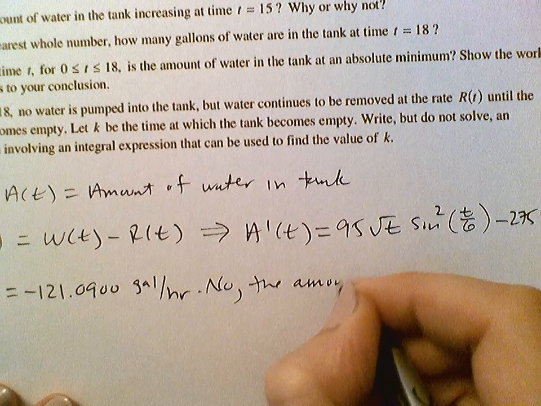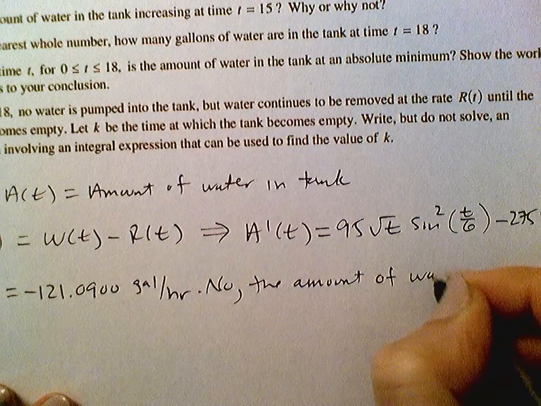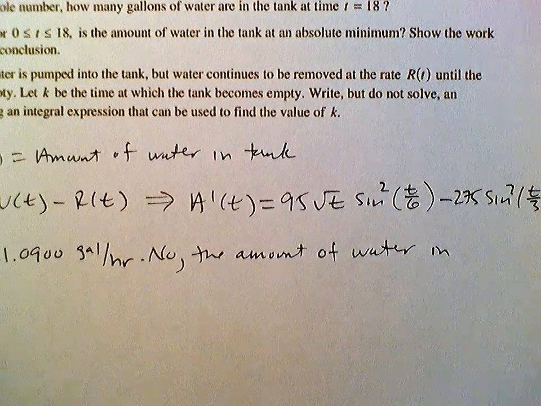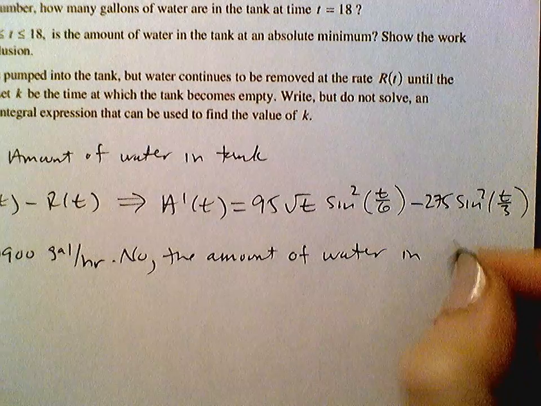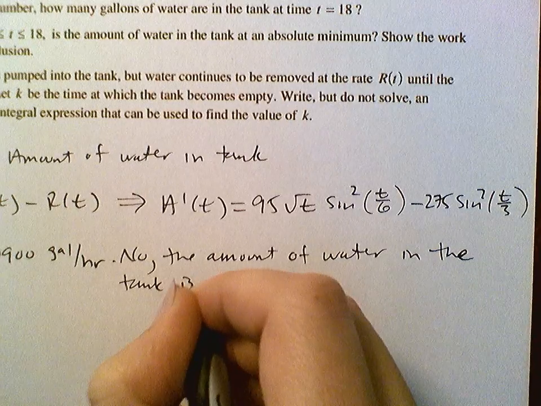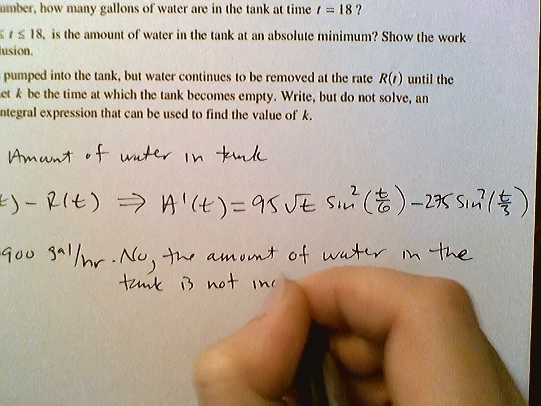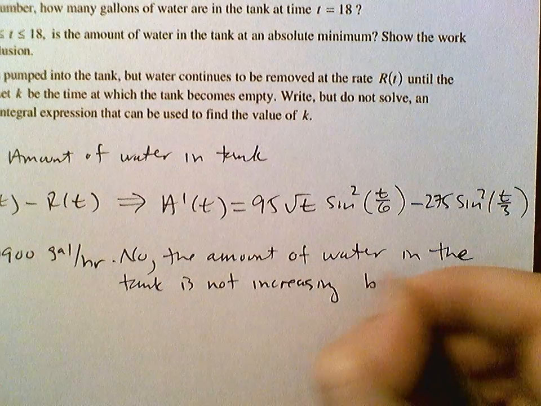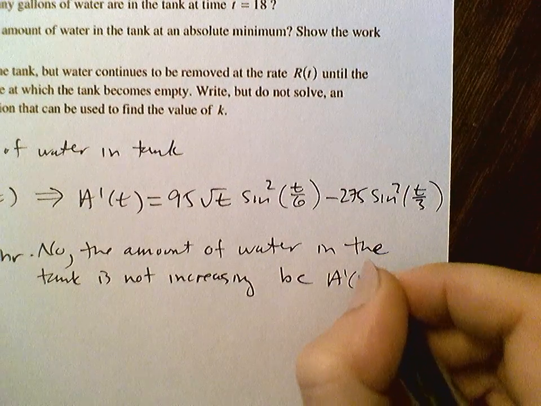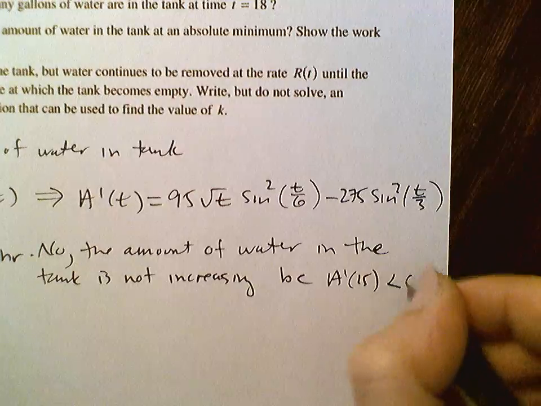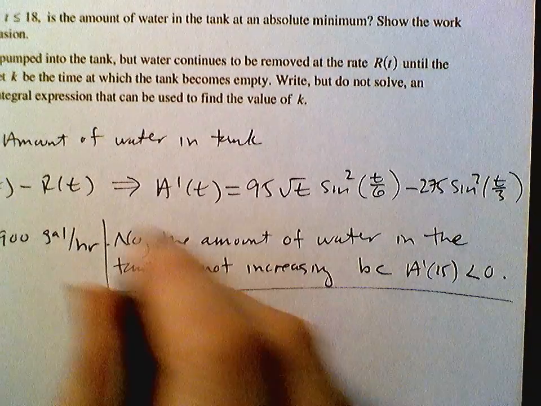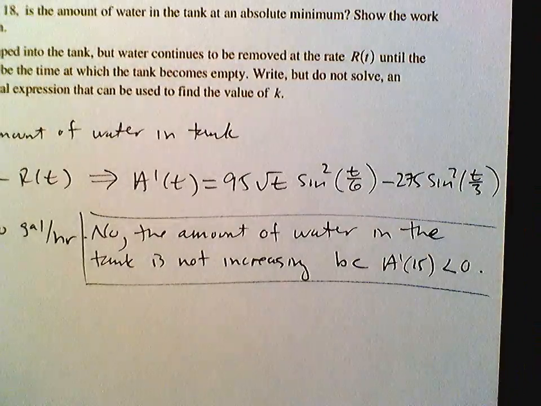I'm going to answer their question exactly how they asked it. So no, the amount of water in the tank is not increasing because A prime of 15 is less than 0. Okay? So there is that.